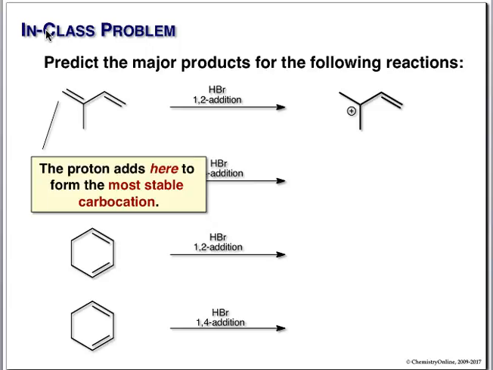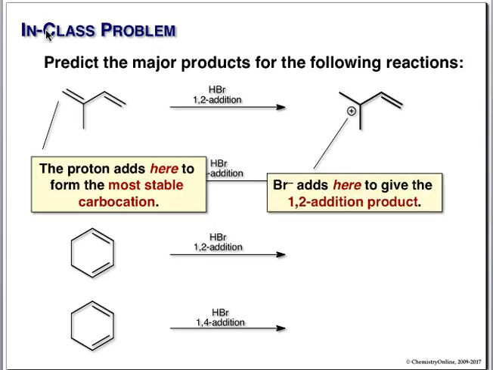Now it's a resonance stabilized carbocation, and we do have cationic character here and here. However, we're only interested in the 1,2 addition in this problem. Therefore, this is carbon 2. The second step is just going to be the addition of bromide, and we will make this as our addition product. Any questions?